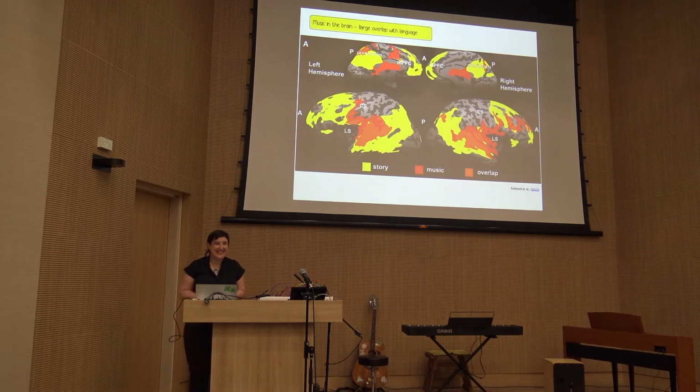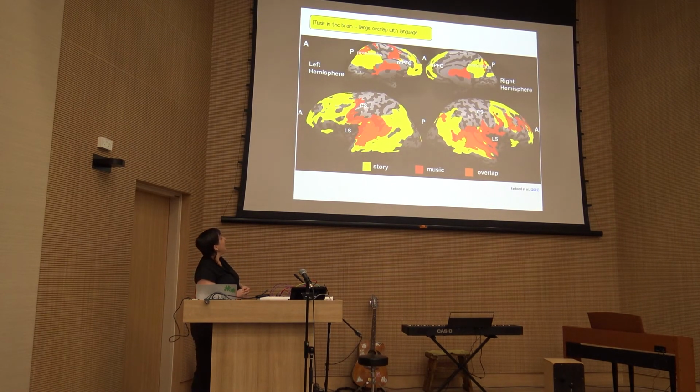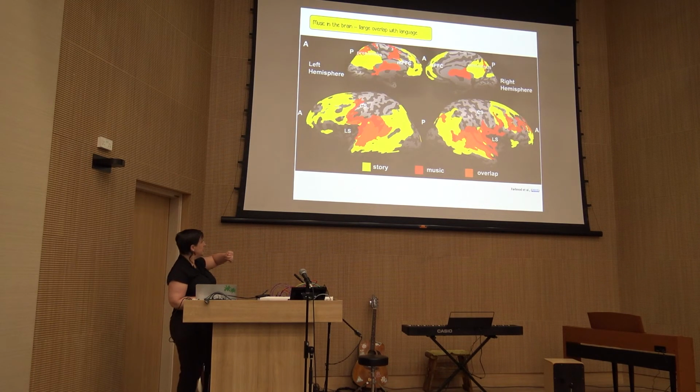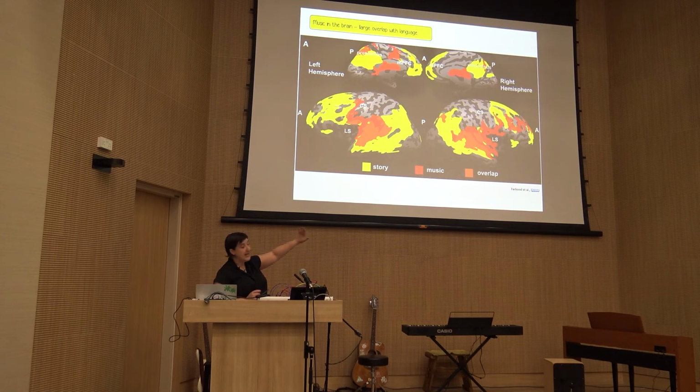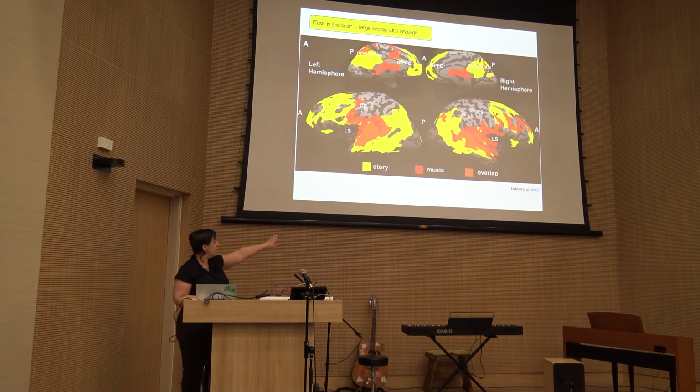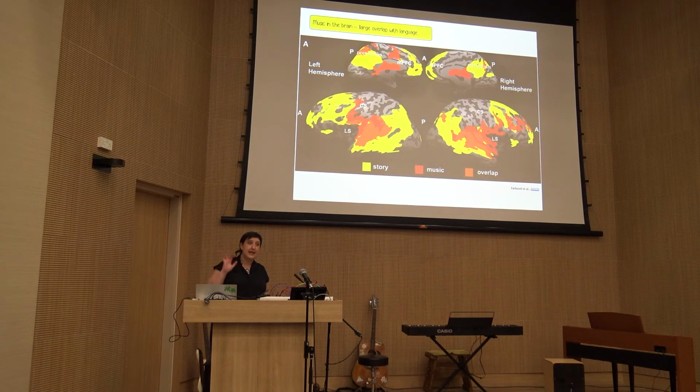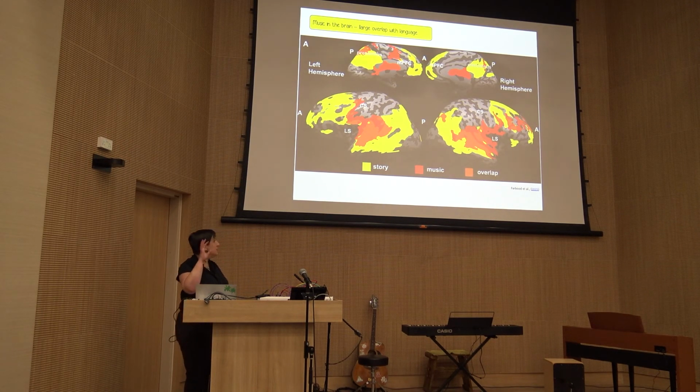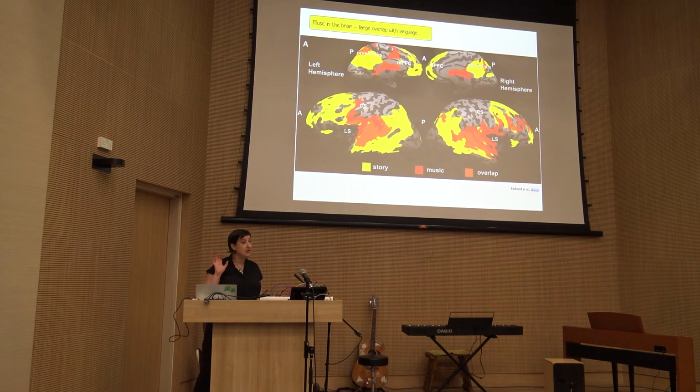So where does music fit in? This MRI scan gives us a visualization of which parts of the cortex are involved when someone is listening to a story, listening to music, or is active equally for both of those tasks. So the orange color here is the area of overlap. Now we can see that the story is engaging different parts of the brain compared to music and overlap. But the overlap area is huge. There's a lot of shared neurological representation.